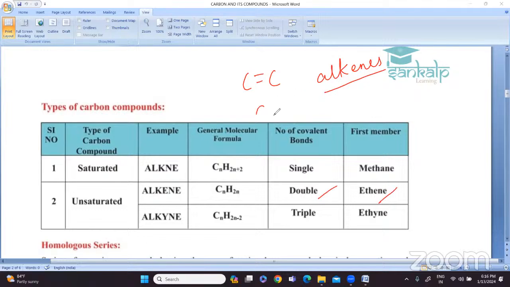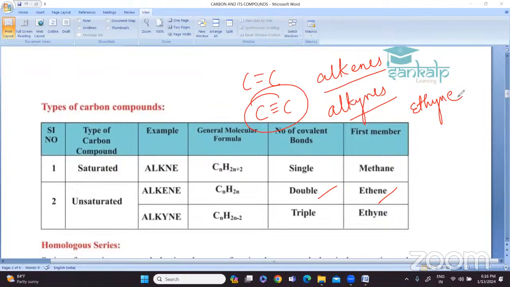If you have a triple bond between the carbon atoms, then they are called alkynes. The first member of this series is ethyne. So this we have seen in our previous class.